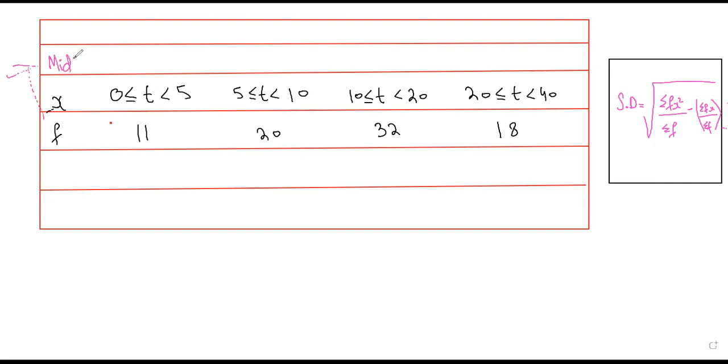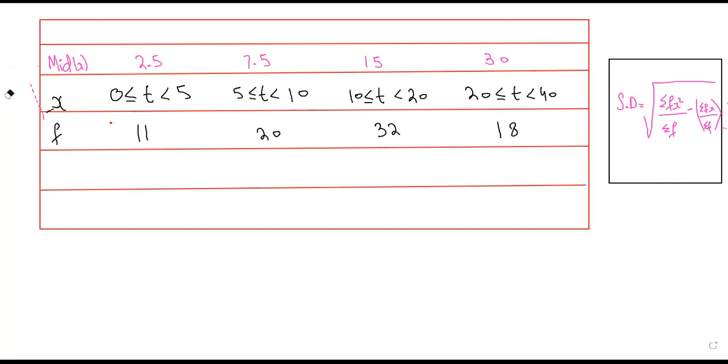Okay. This would be the value. Okay. So what would be the middle value of 0 and 5? You do 0 plus 5 by 2. So it would be 2.5. Then this would be 7.5. Then this is going to be 15. And this is going to be 30.